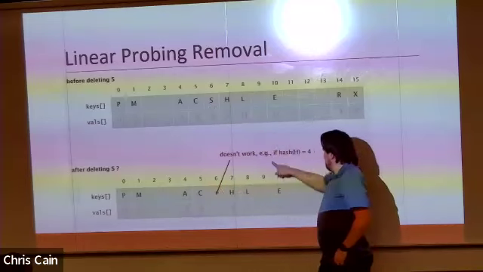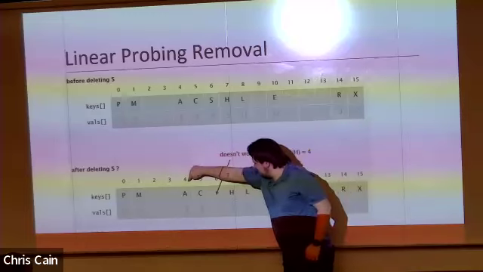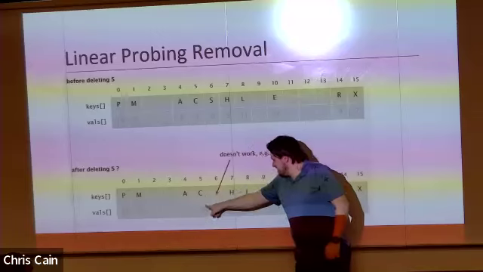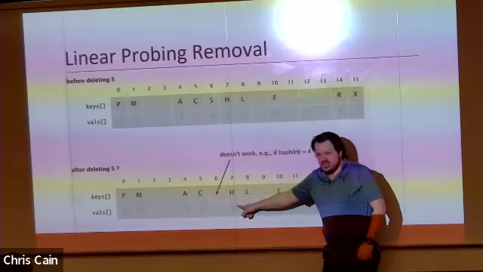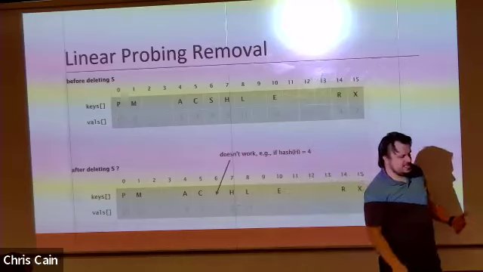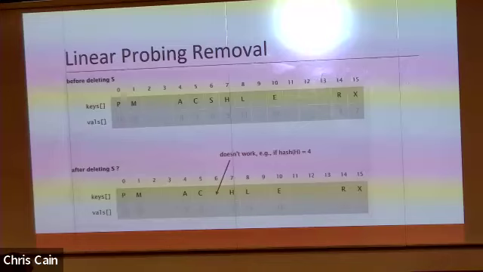But now H maps to 4. So we start looking for H here. Is this it? Is this it? Is this it? And we see that blank. And it is in the table, it's just in the very next cell. But because we deleted something before it, we don't know that, and that blank doesn't actually tell us anything. So we have no choice but to look through the entire array to try to find something.